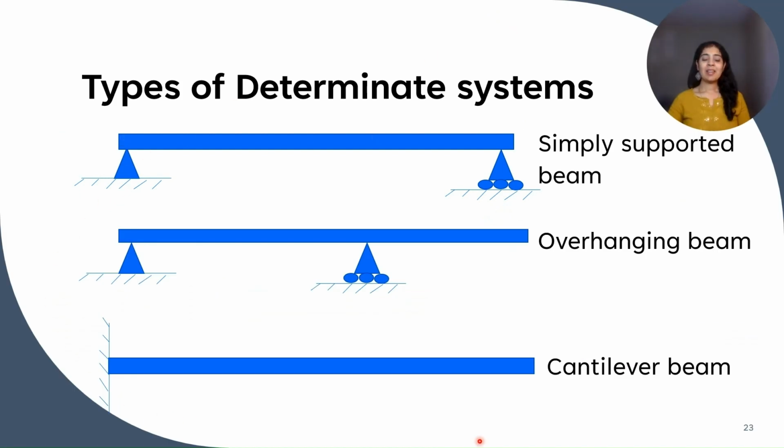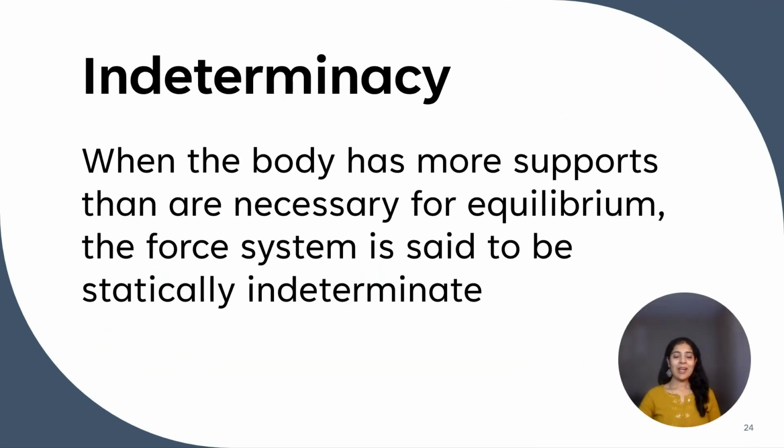So these are some of the examples of determinate systems. Overhanging beam, cantilever beam. So can you verify whether these systems are determinate or not? We saw determinacy. Now we will see what is indeterminacy. When the body has more supports than are necessary for equilibrium, the force system is said to be statically indeterminate.